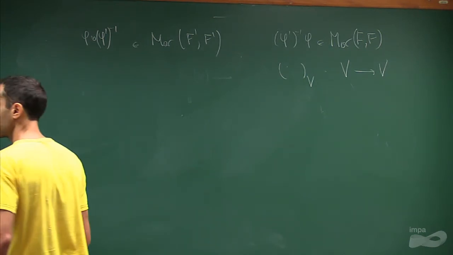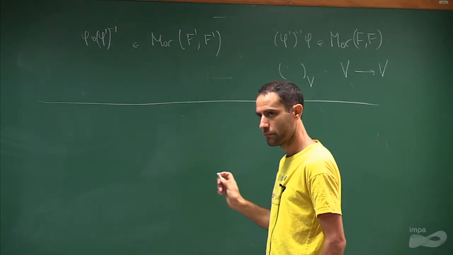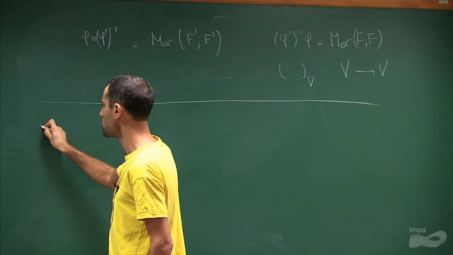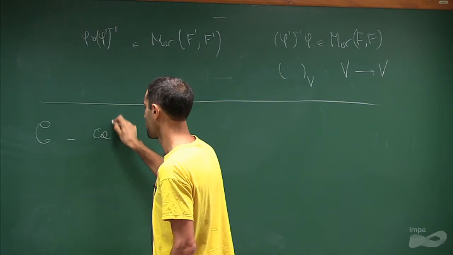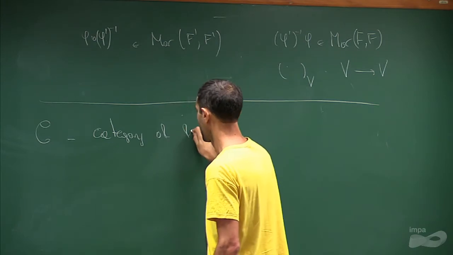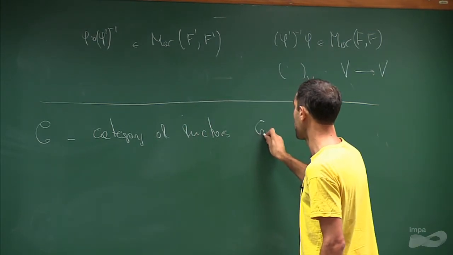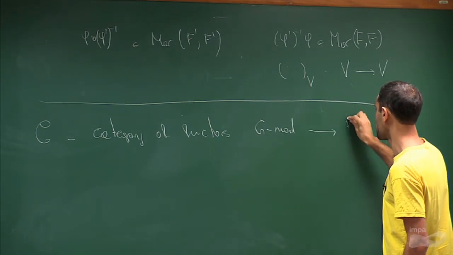But then there are two questions. Let me just summarize what we did today. Okay? What I did is the following. First thing is to construct a category C, which is a category of functors. We checked that this was a category between representations of G and vector spaces.